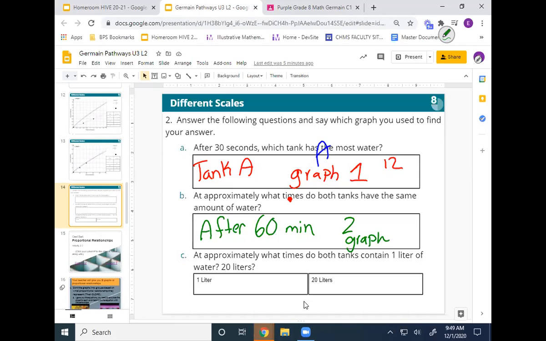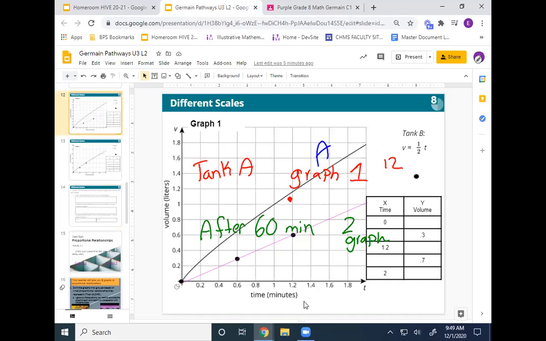Okay. Last question we're going to look at. Approximately what time does each tank contain 1 liter of water and 20 liters of water? So let's look back at these guys. So when do they have 1 liter of water? If we look here, how long does it take graph A to have about 1 liter of water? How long? That's about here-ish, right? And we can round it down. How long is it going to take tank A to have 1 liter of water? Oh, I went the wrong way.